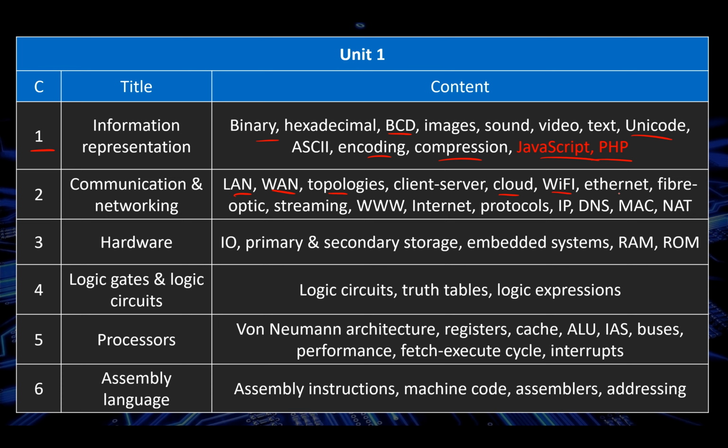Of course, we'll look at Wi-Fi, the Ethernet protocol, fiber optics. Streaming, so both real-time and on-demand streaming. We'll look at the World Wide Web, also the internet, and the difference between these two, because they're actually not the same. Many people use these terms interchangeably, but there is actually a difference between the World Wide Web and the internet.